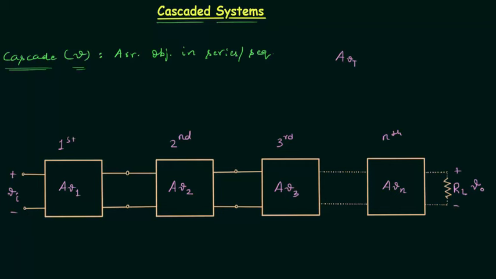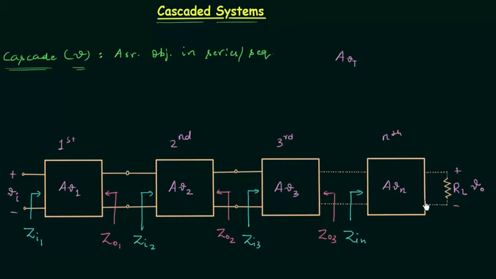Let's talk about impedances. The input impedance of the first amplifier is ZI1. The input impedance of the second amplifier is ZI2. In the same way, we have ZI3 for the third amplifier and ZIN for the last amplifier, the nth amplifier. The output impedance is ZO1 for the first amplifier. For the second amplifier, the output impedance is ZO2. For the third amplifier, ZO3. And for the last amplifier, ZON.